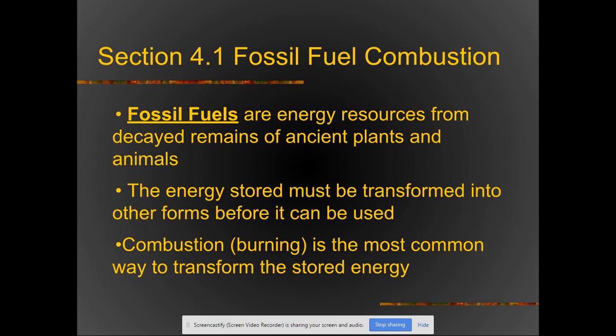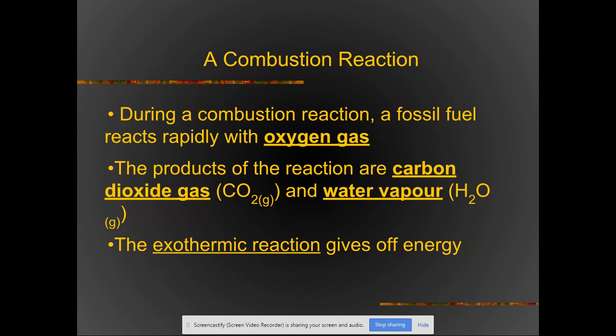Now, first thing that we need to talk about is fossil fuel combustion and how that affects our environment. Fossil fuels are energy resources from decayed remains of ancient plants and animals. The energy stored must be transformed into other forms before it can be used. And combustion, or burning, as we just talked about in the previous lesson, is the most common way to transform this stored energy. So a combustion reaction.